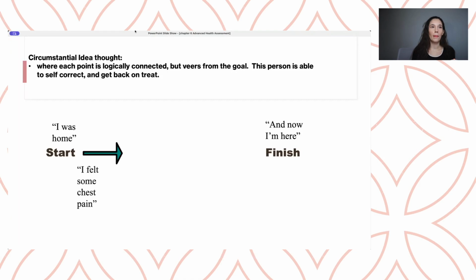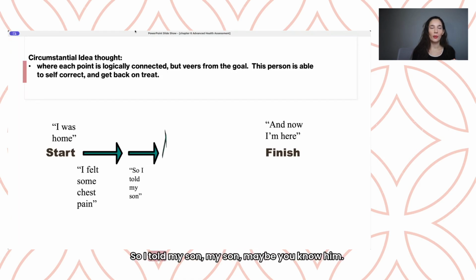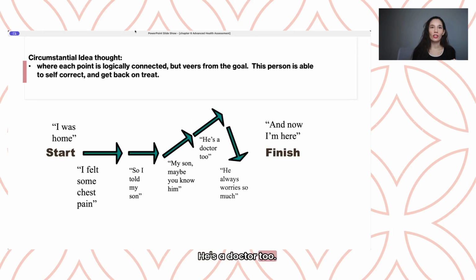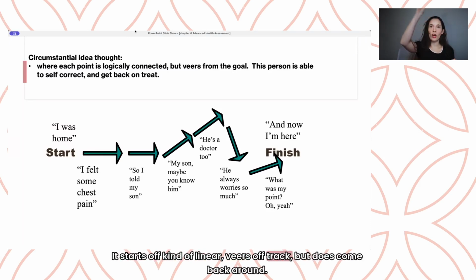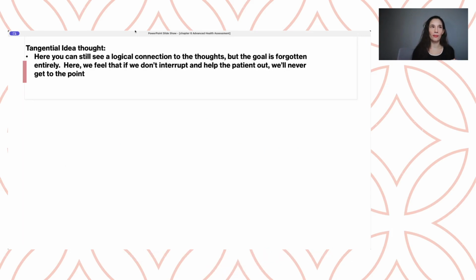So I was home, I felt some chest pain, so I told my son. My son, maybe you know him, he's a doctor too. He always worries so much. What was my point? Oh yeah, and now I'm here. So that's a circumstantial thought. It starts off kind of linear, veers off track, but does come back around.